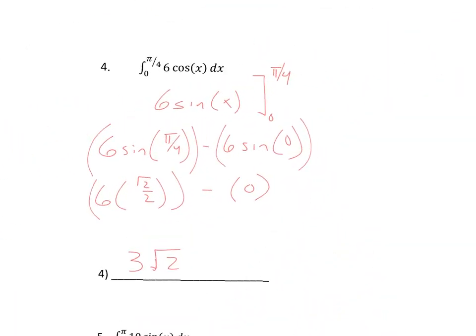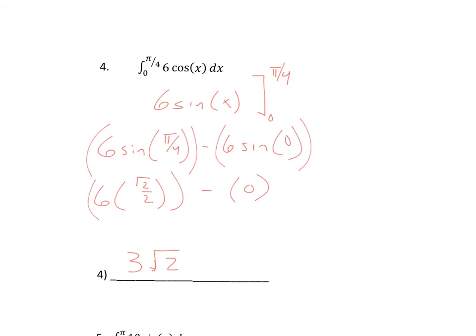We turn to some trig. I gave you one of each, cosine and sine. The integral of the cosine is the sine of x. We're going from 0 to pi over 4. So we have 6 times the sine of pi over 4 minus 6 times the sine of 0. The sine of pi over 4 is radical 2 over 2. The sine of 0 is 0.